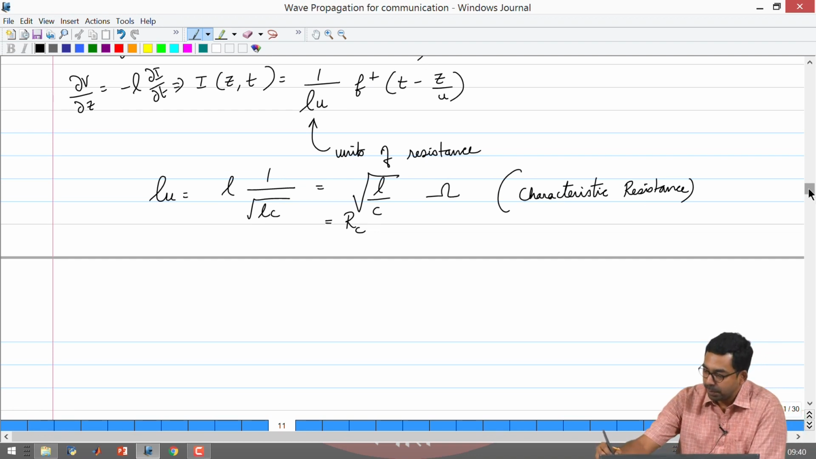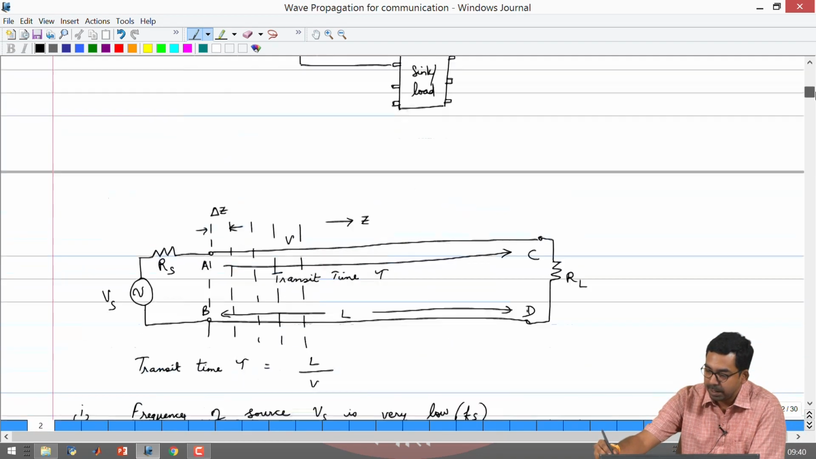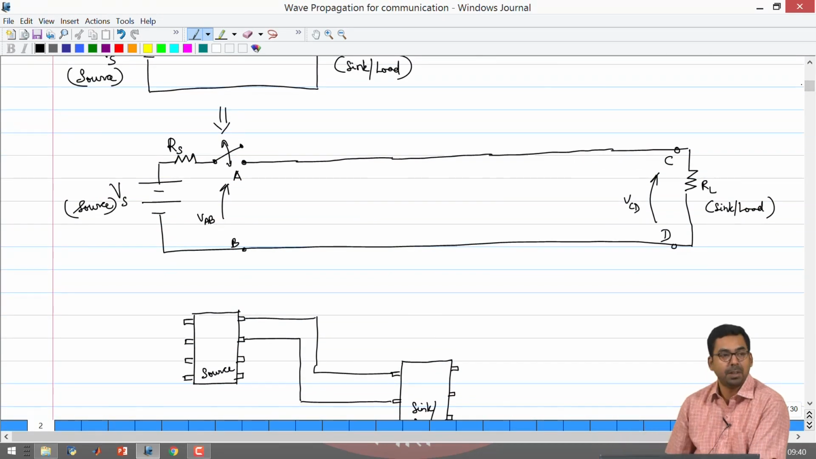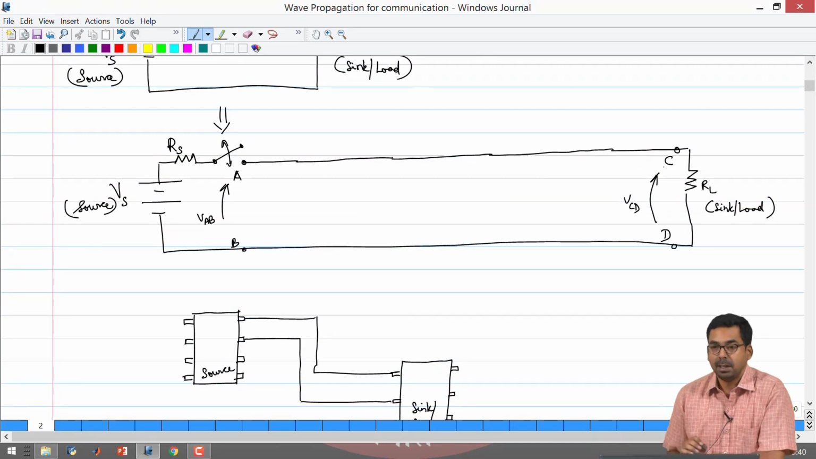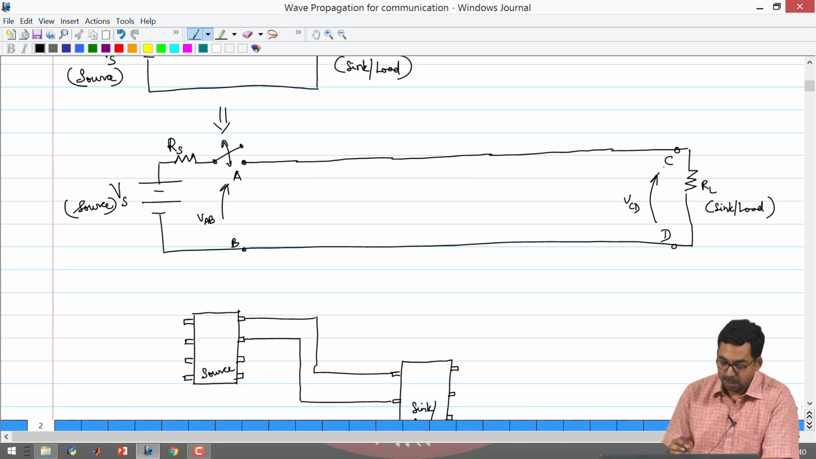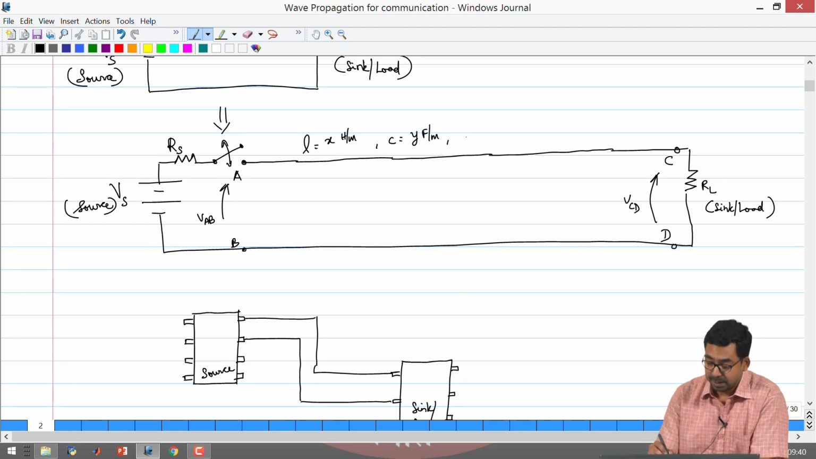So, if we revisit our circuit diagram for the simple case, we will need to start adding quantities to it, all right. In order to say that this is a transmission line, you will have to add what L is equal to. So, L could be equal to some x henries per meter, C is equal to y farads per meter. You will say that the velocity is some z meters per second, you can also say the characteristic resistance is some A ohms, all right.